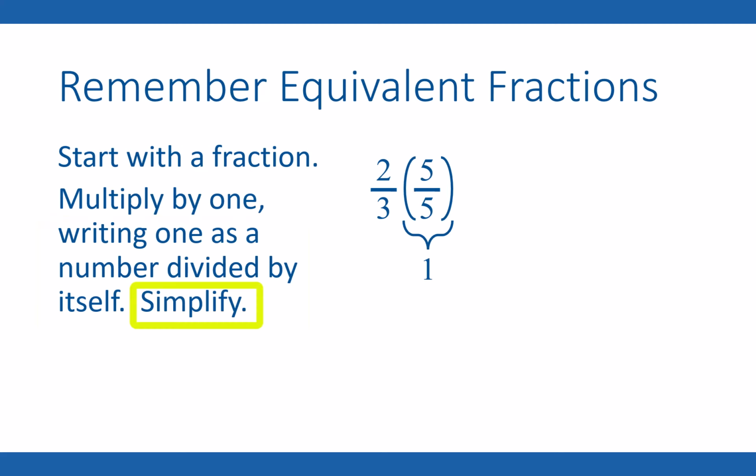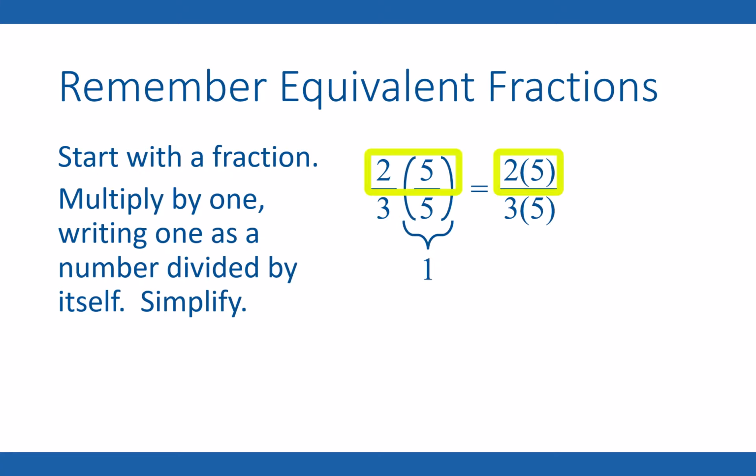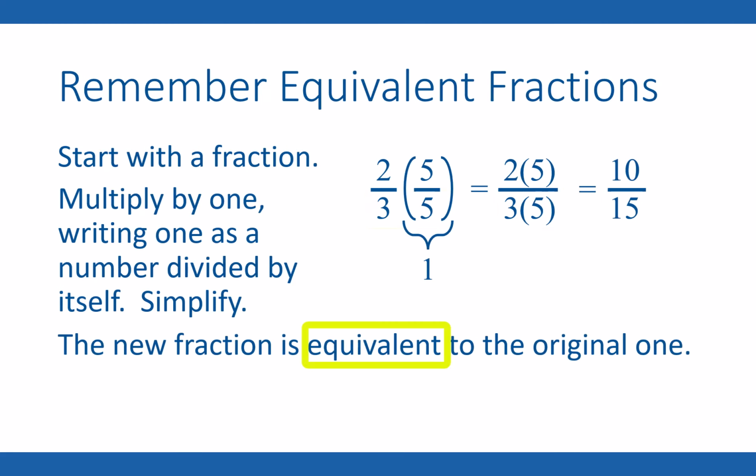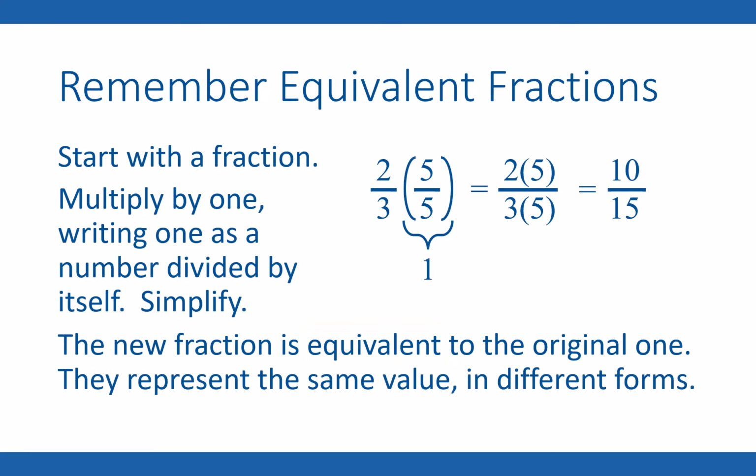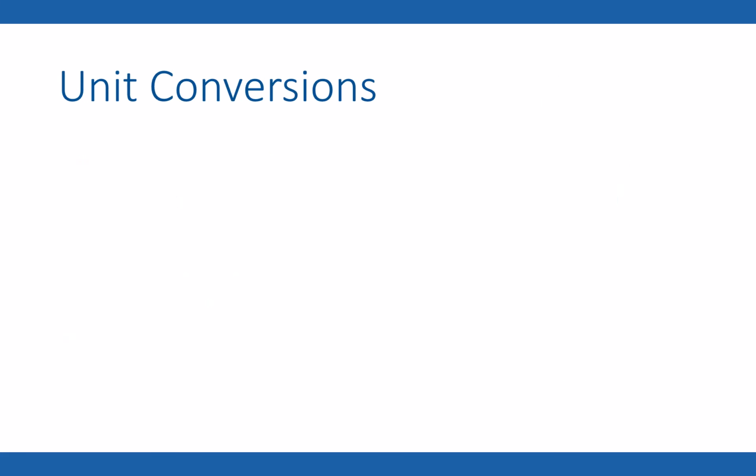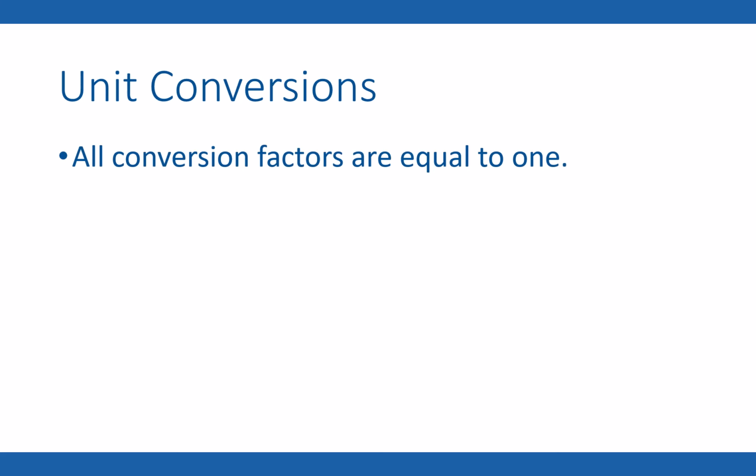To simplify this, we multiply together the 2 and the 5 in the numerator and the 3 and the 5 in the denominator. This gives us 10 over 15. 10/15 is equivalent to 2/3. They both represent the same value, although they are written differently. Unit conversions work on the same principle. All conversion factors are equal to 1. So we are always multiplying by 1, written in different forms.